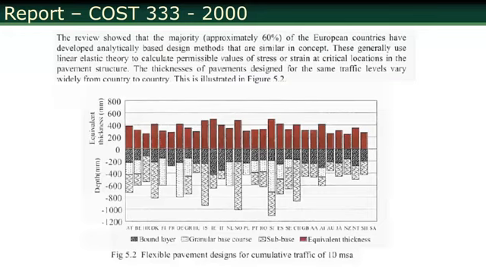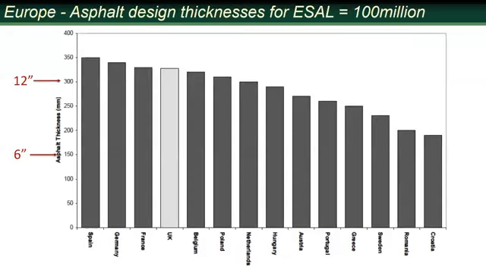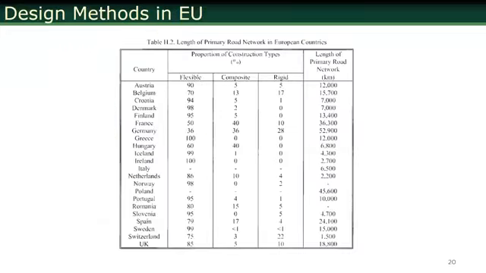Okay. Do you see any uniformity here? Same CBR. Yeah. So if you replot this graph in a reducing order, these are the asphalt thicknesses, 6-inch and 12-inch, and so it was all over the place. So different places have different designs. Okay.